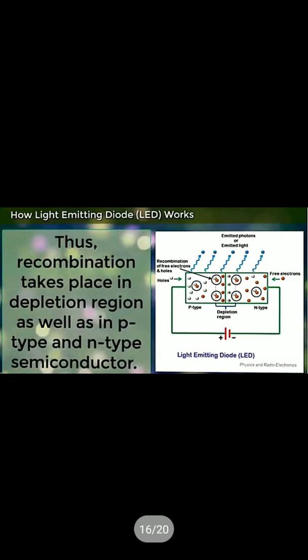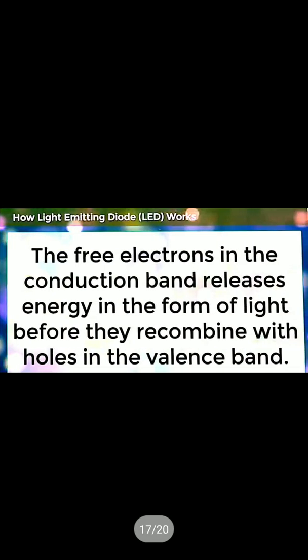So thus recombination takes place in the depletion region as well as in the p-type and n-type semiconductor, or the P region and N region of the semiconductor. That means in three places this recombination will take place. Due to that recombination, these free electrons in the conduction band recombine.